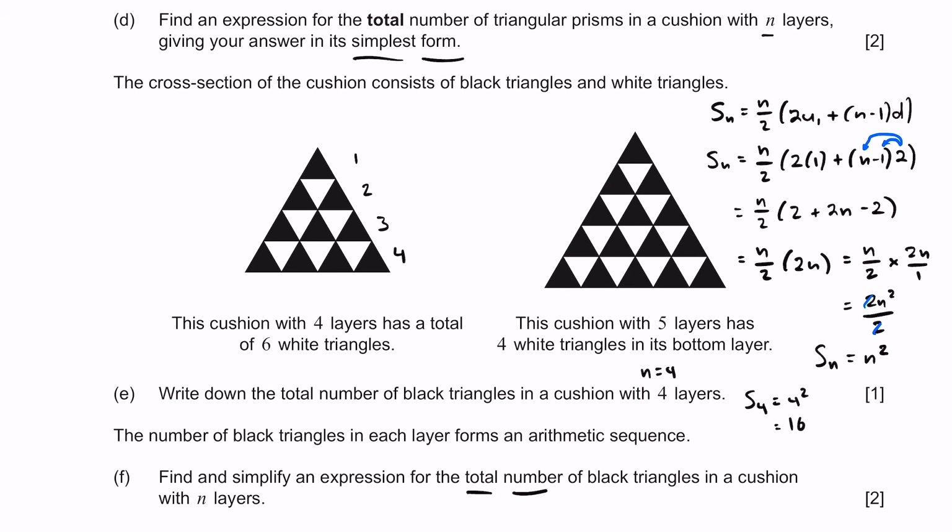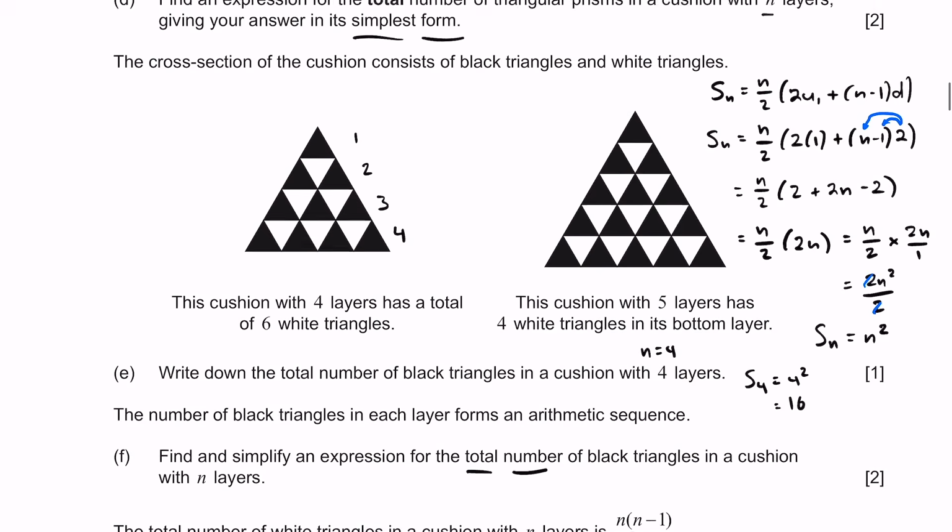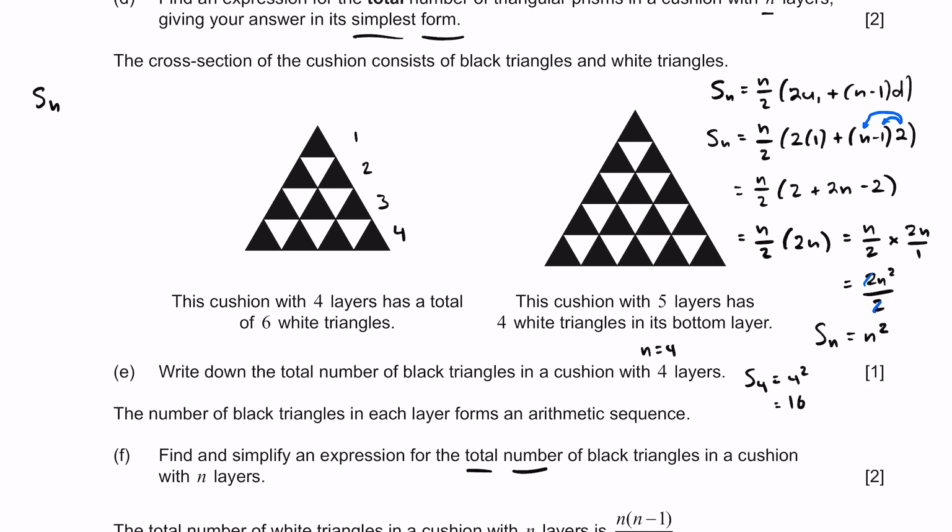So if we want to find the sum of n terms, what is that given by? It's given by n over 2 times 2u1 plus n minus 1 times d. n we don't know; that's what we're going to substitute. 2 times u1, the number of black triangles in the first term, is just 1. So this is 1 plus n minus 1. And the common difference is just 1. That's all we add to go from one term to the next. So d in this case is just 1.